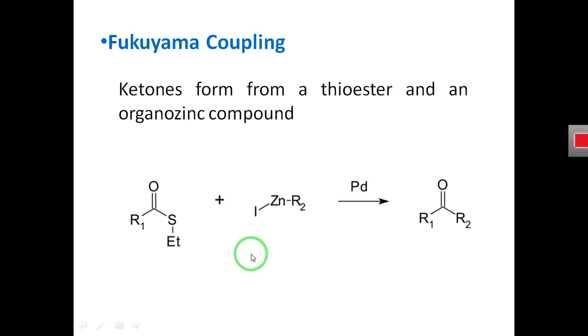So you have to keep in mind that in Fukuyama coupling, two reactants react with each other. And what are these two reactants? One is the thioester and the other is the organozinc compound. These two reactants react together in the presence of a catalyst, that is palladium. So we will get a ketone.